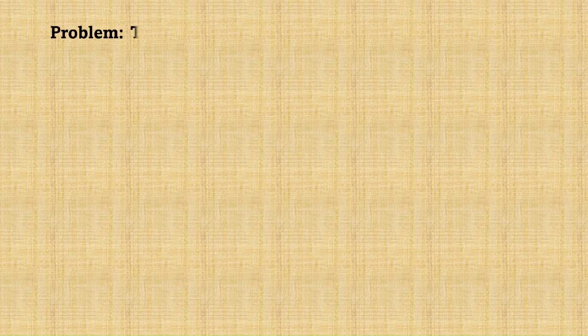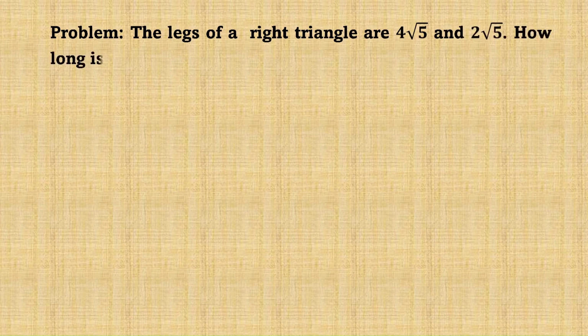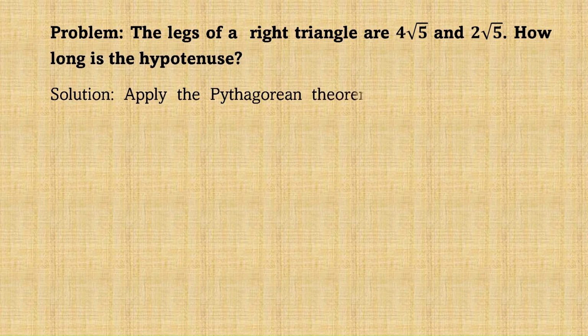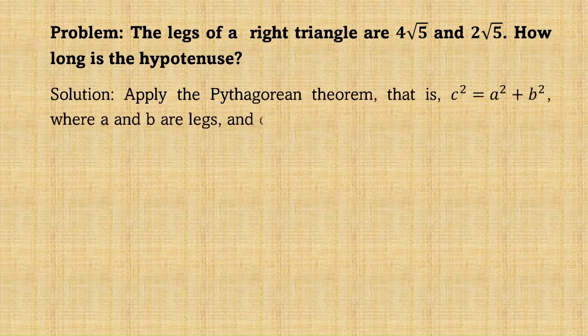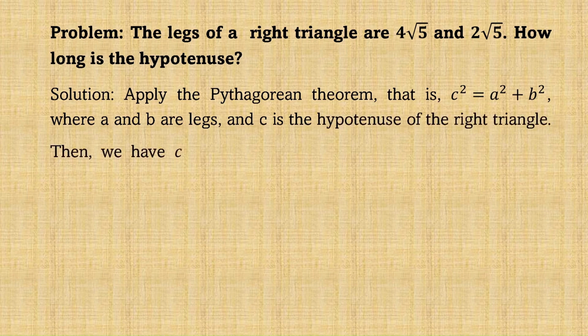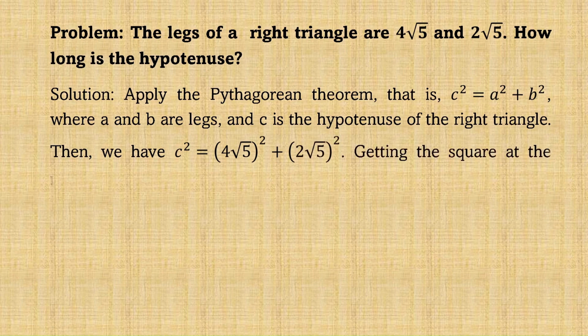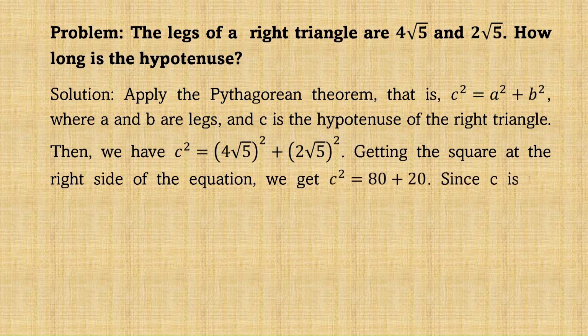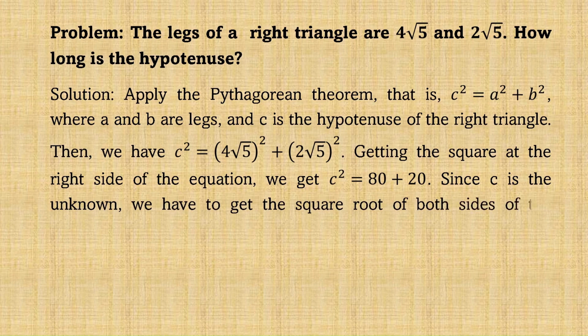Problem: the legs of a right triangle are 4 times the square root of 5 and 2 times the square root of 5. How long is the hypotenuse? Solution: apply the Pythagorean theorem, that is c squared is equal to a squared plus b squared, where a and b are legs, and c is the hypotenuse of the right triangle. Then, we have c squared is equal to the square of 4 times the square root of 5 plus the square of 2 times the square root of 5.